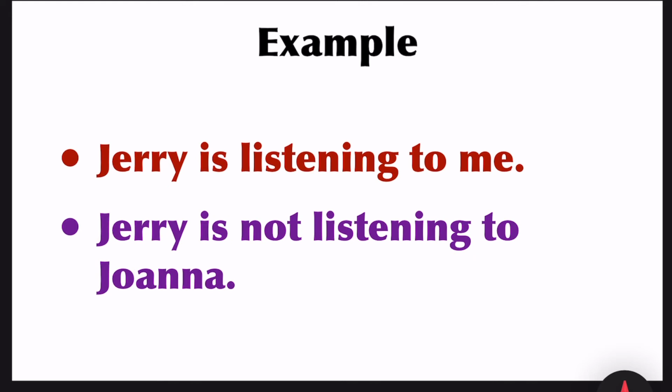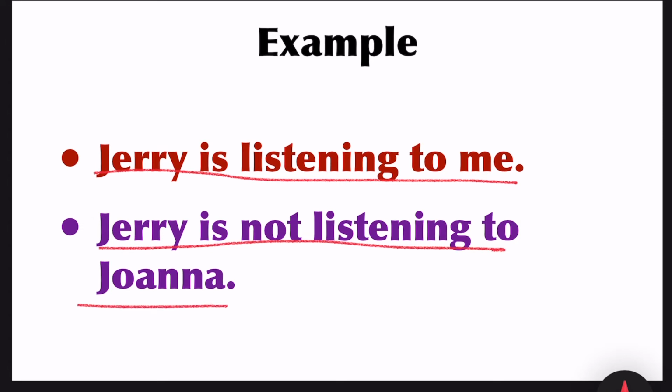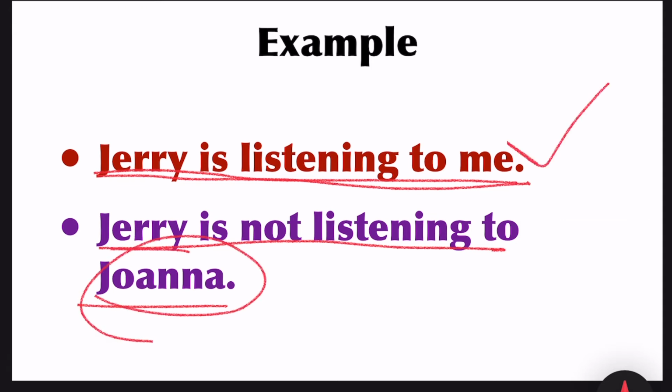And one more example for you. Jerry is listening to me. Jerry is not listening to Jonah. At present, Jerry is listening to me. He is not listening to Jonah. This is a positive sentence and this is a negative sentence in present continuous tense.